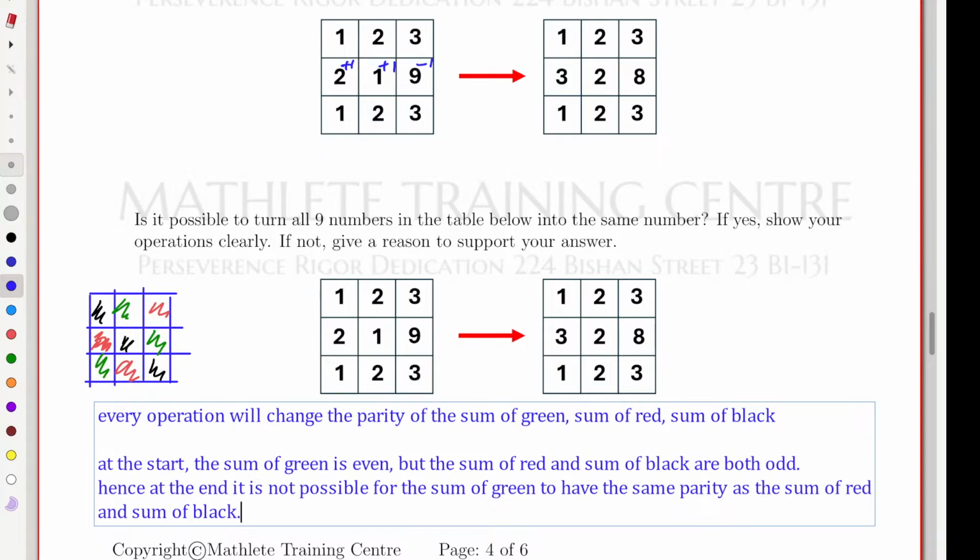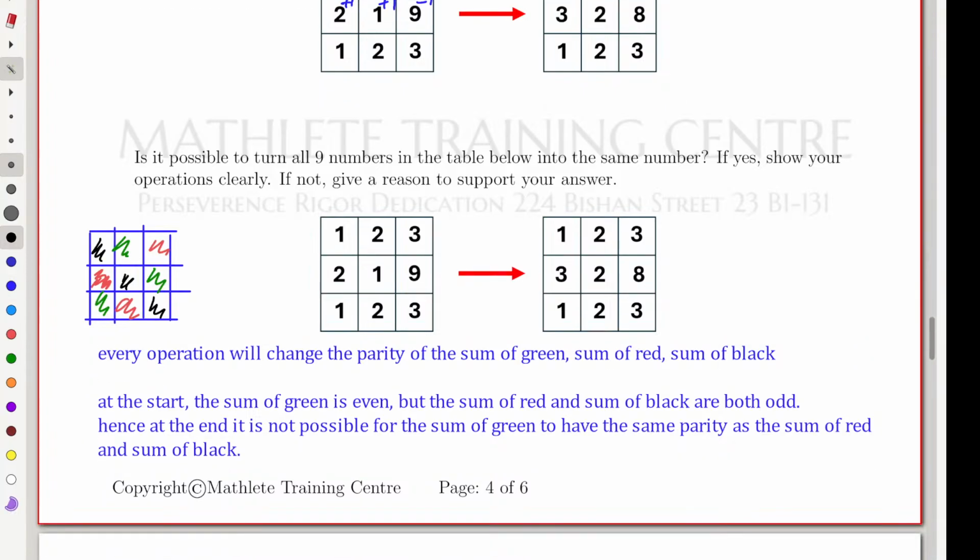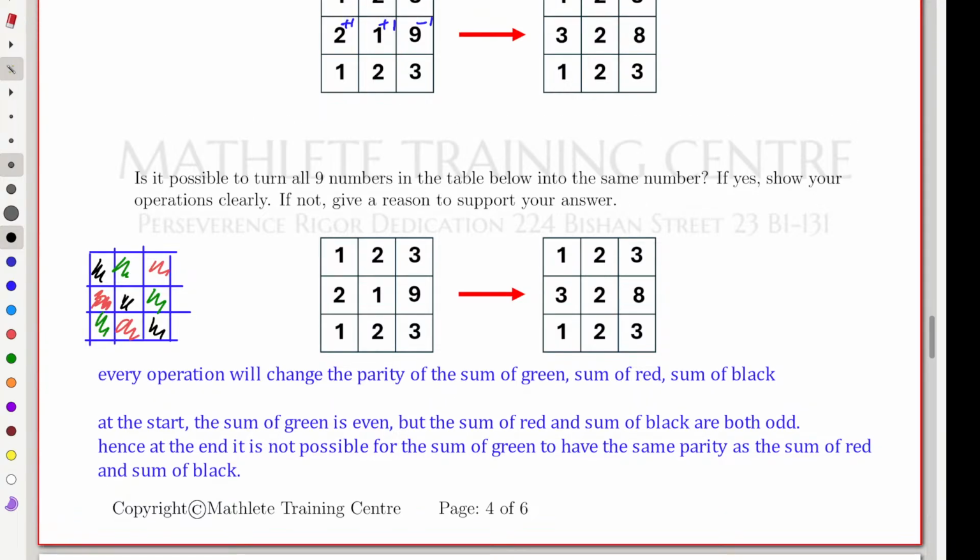That's the entire proof. Okay. So the answer is no, because of parity, because of the even and oddness of your number. Right, you notice that the original three squares in green color, they add up to even, but the original three squares in red color and also in black color, they add up to an odd number. So therefore, at the end, it's not possible for the sum of the green to have the same parity as the sum of red and sum of black. And that's the answer.